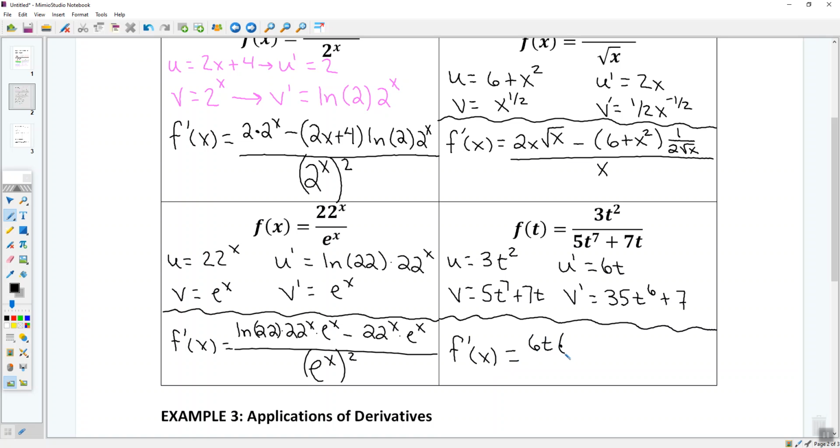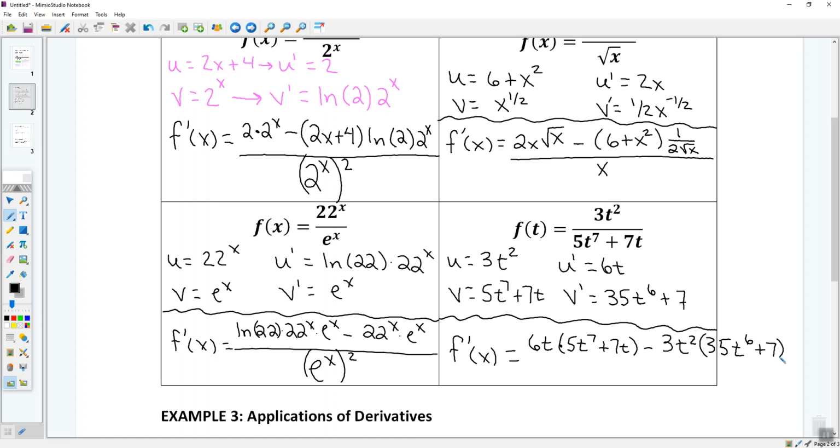5t to the 7 plus 7t, right? Minus 3t squared times 35t to the 6 plus 7. Oops, I forgot something. 35t to the 6, right? Yeah. Come on, Buster. I'm getting slow in my old age. I'm losing it a little bit here and there.